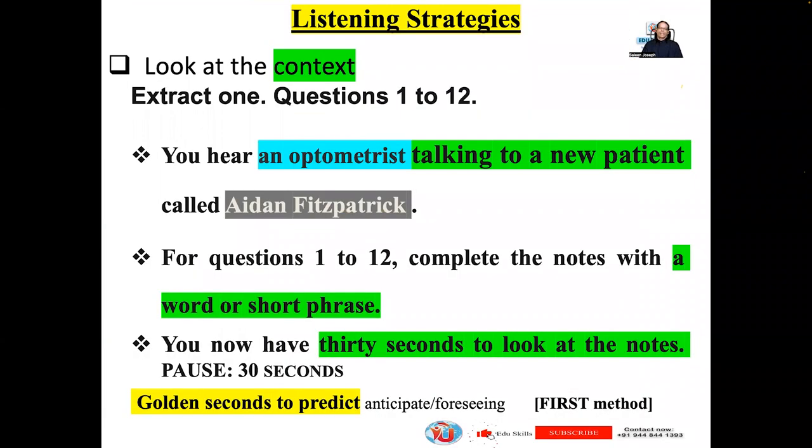Listening strategies: look at the context. Extract 1, questions 1 to 12. You hear an optometrist talking to a new patient called Aiden Fitzpatrick. For questions 1 to 12, complete the notes with a word or short phrase. You now have 30 seconds to look at the notes. As I said, those are the golden seconds to predict, anticipate or foresee, or use the first two steps of the first method.